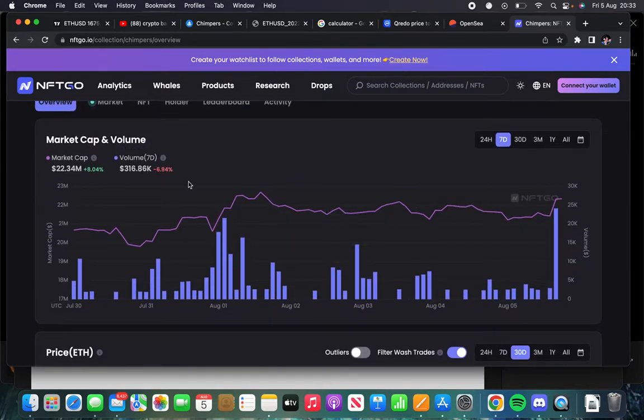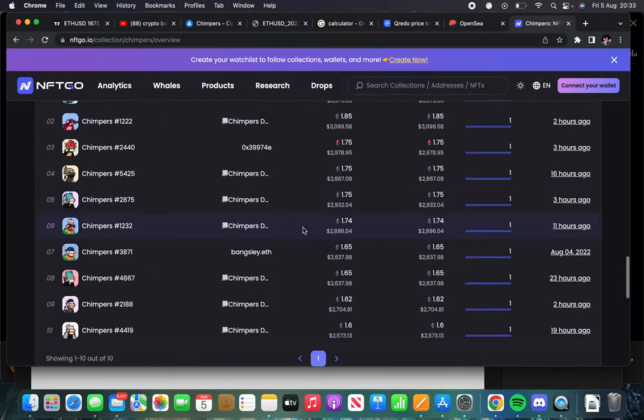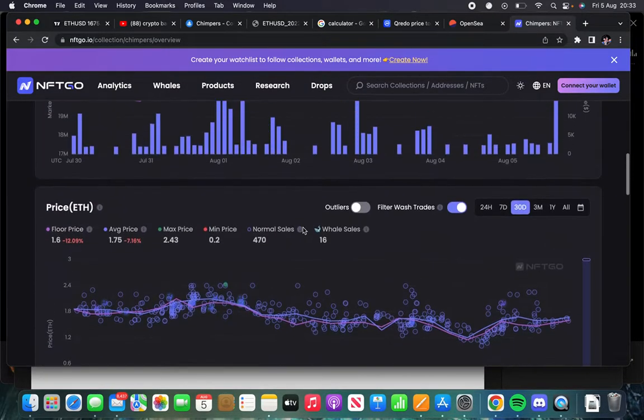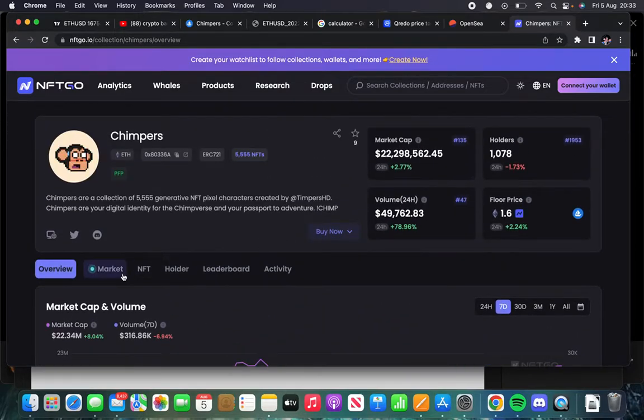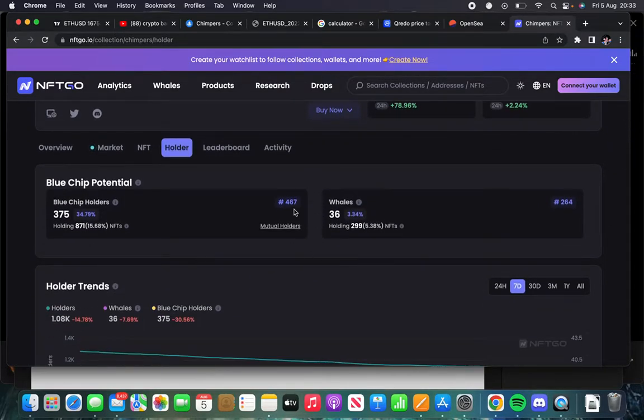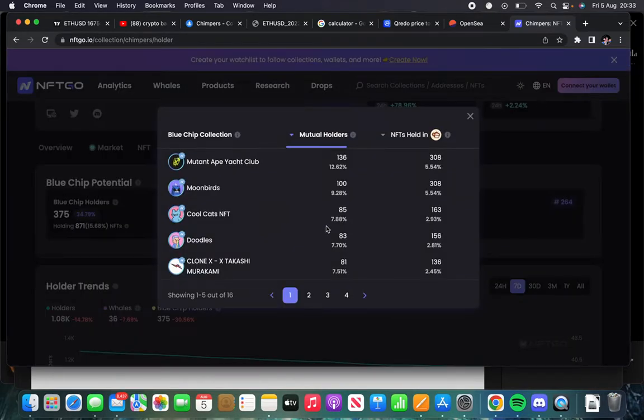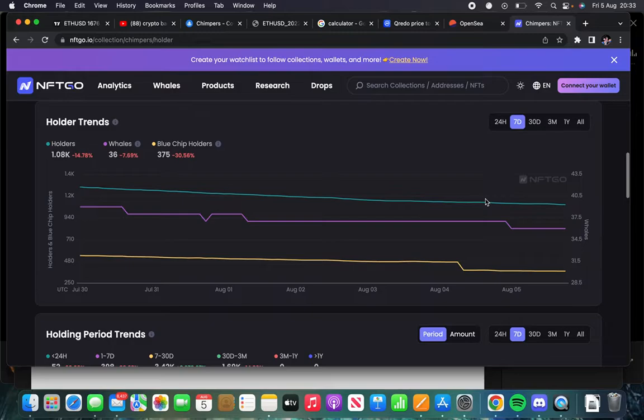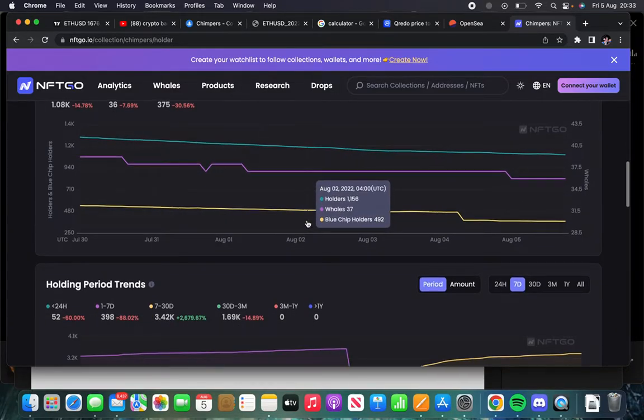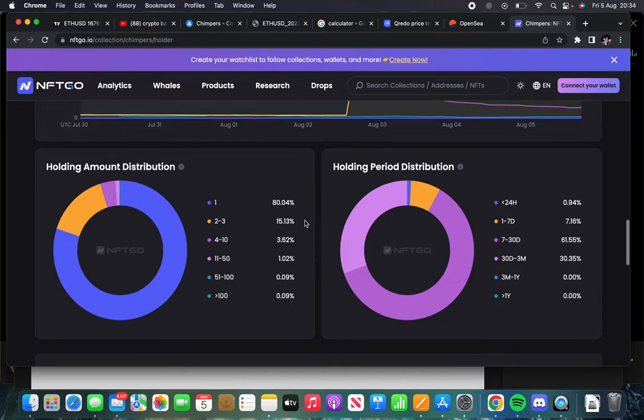You get the volume, floor price, and another cool feature that I'm a fan of is the holders. You can actually see the blue chip holders who hold this project. So you can see there's 136 mutant holders, 100 moonbirds, 85 cool cats, 83 doodles, 81. You can even see the whales and the holding periods. It's a pretty strong community. Yeah, it's strong.